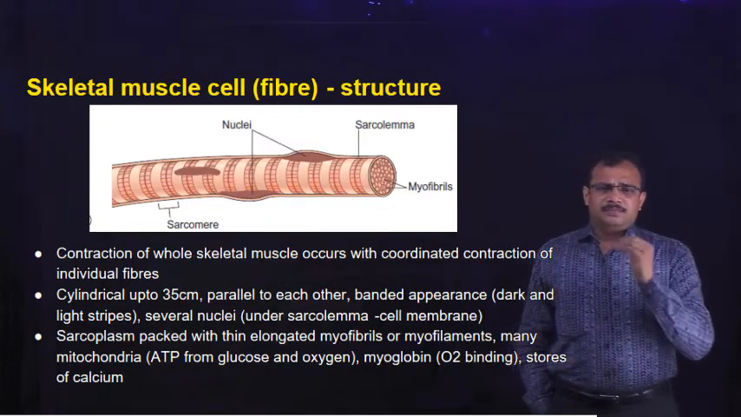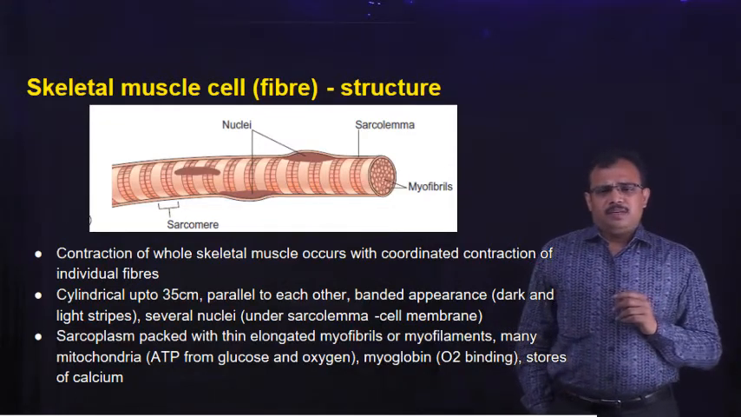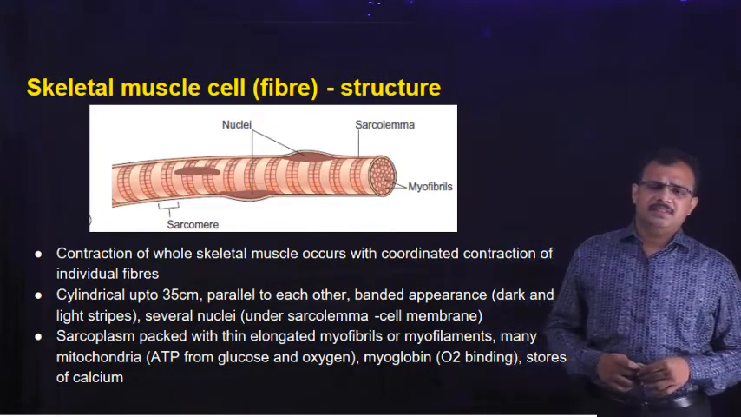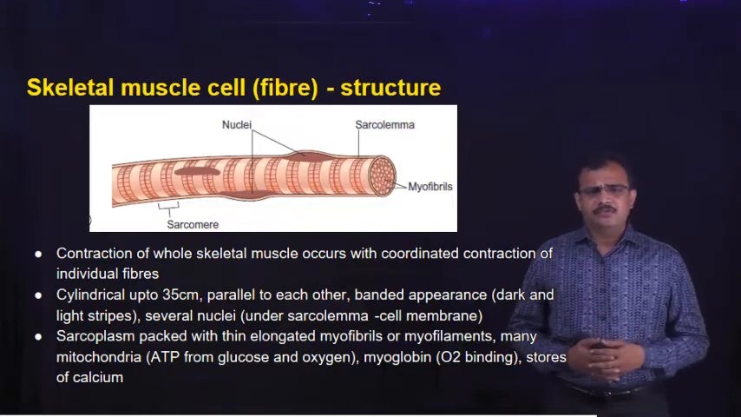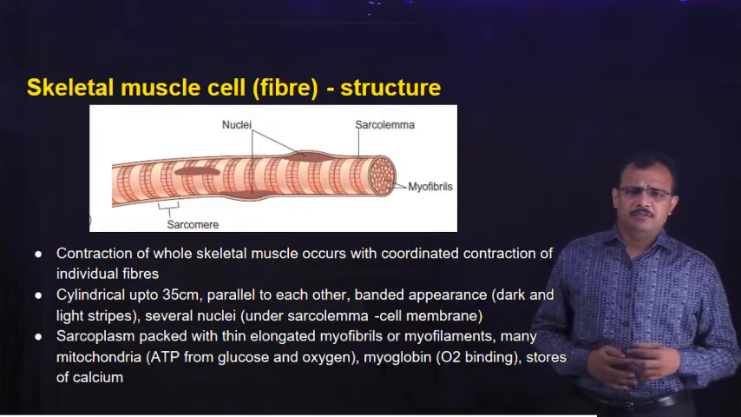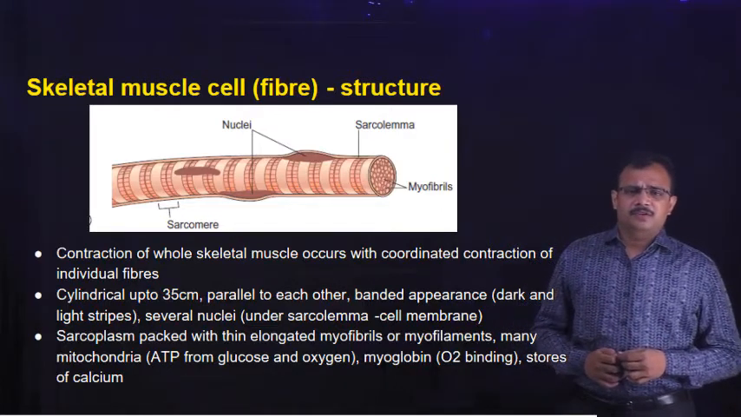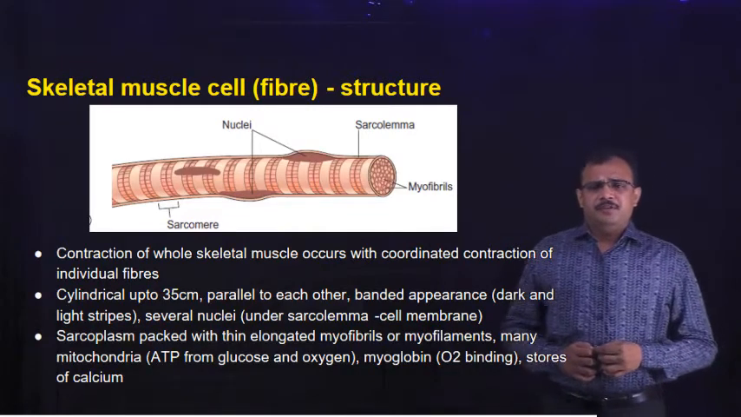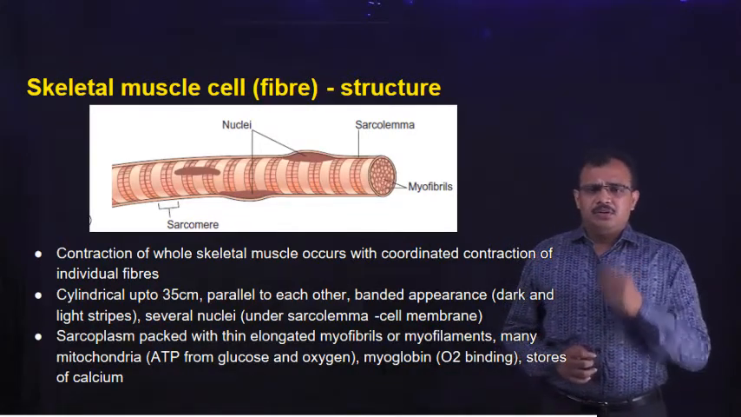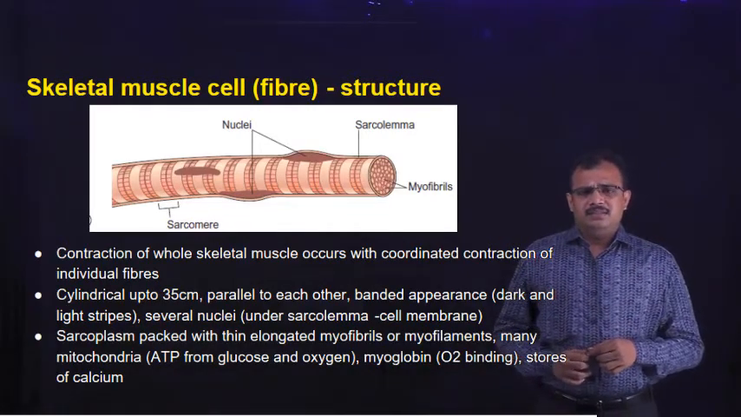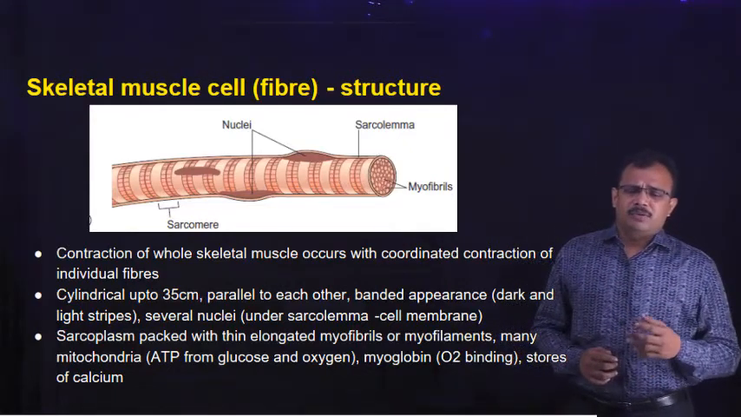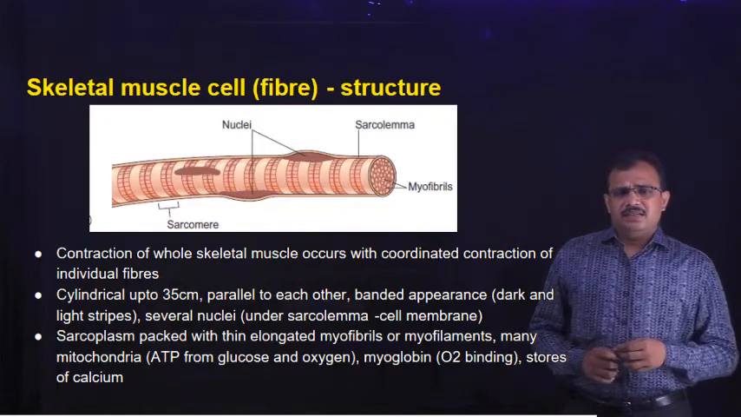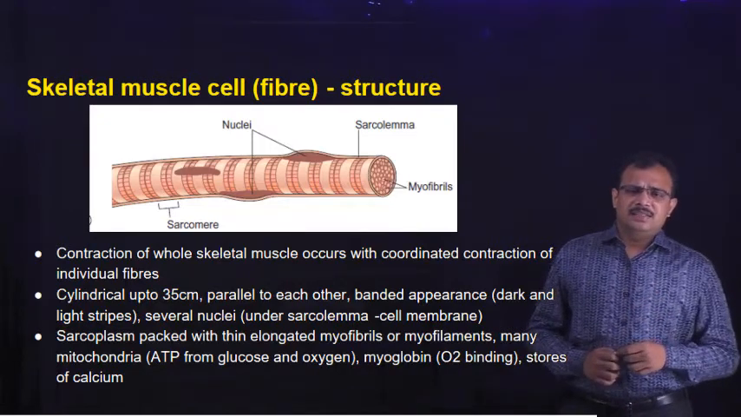Another distinguishing feature of the skeletal muscle cell is that it consists of many nuclei, and these nuclei are present just below the sarcolemma, and within this muscle fiber, it is packed with sarcoplasm, which is similar to the cytoplasm of other cells. The sarcoplasm consists of many mitochondria, and these mitochondria are necessary for providing the required energy for the function of this skeletal muscle cell.